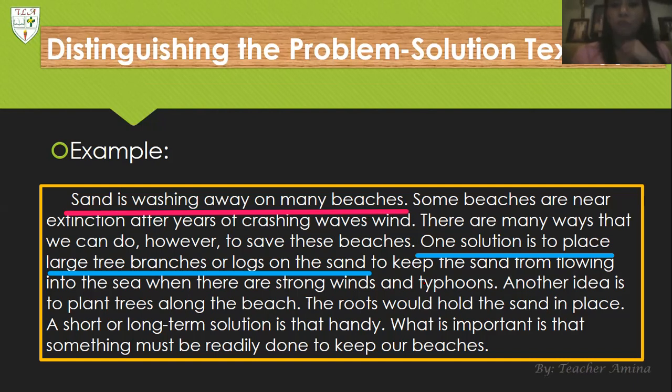Okay, there were a few more solutions mentioned in the text. So another solution is to plant trees along the beach. Okay, so there are two solutions to one problem. Sometimes there can be more problems and then there will be one solution.